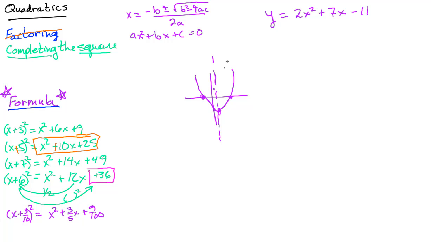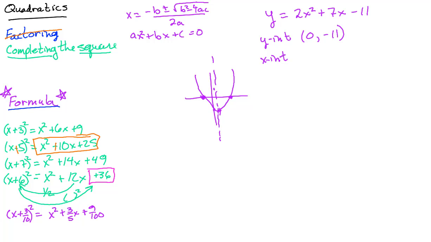So specifically, that means it will be right halfway in between. The x value will be halfway in between these two numbers. Let's see how that works on this particular problem. So the y-intercept is the easiest one. We stick in x is 0, 0 plus 0 minus 11 gives you negative 11. That one was nice. So now let's do the x-intercepts.